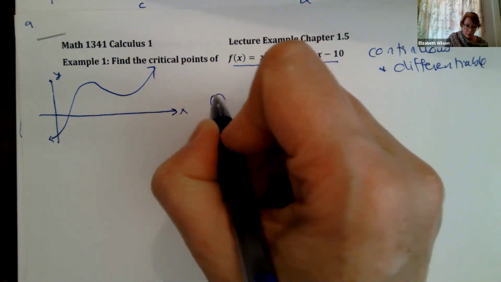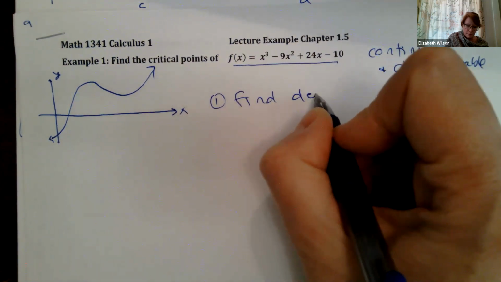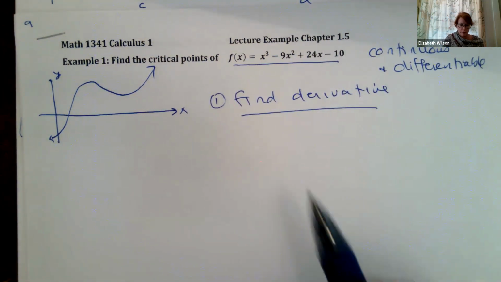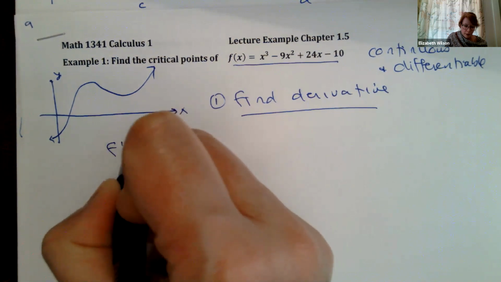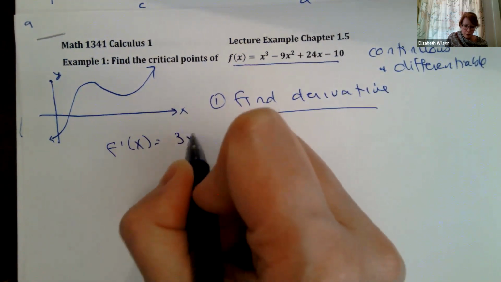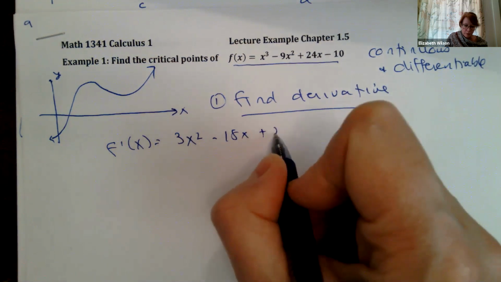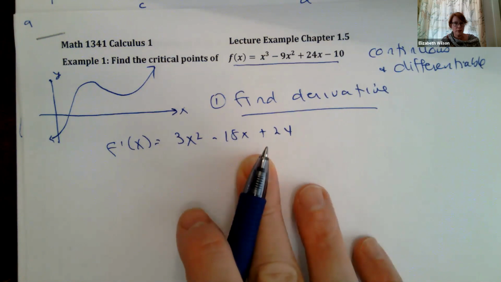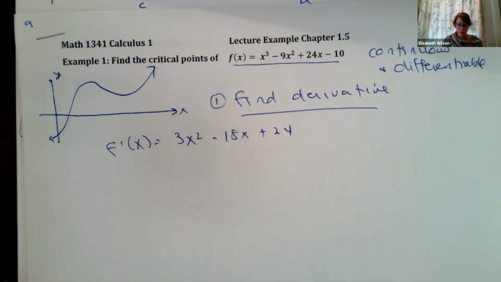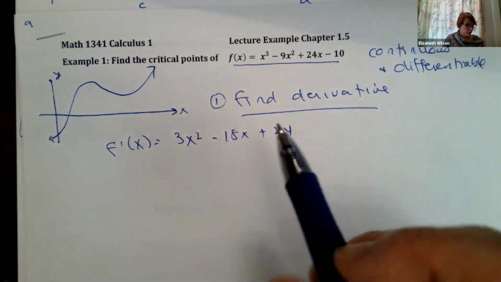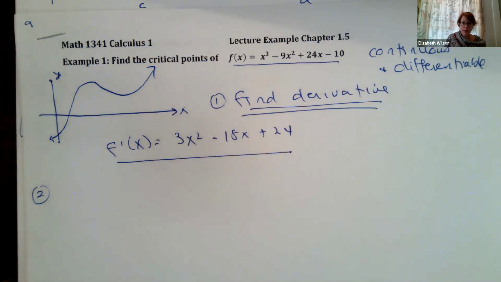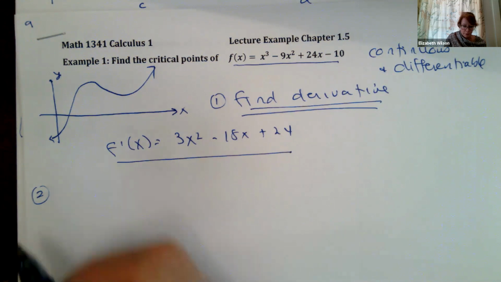Okay, so my first step is I want to find the derivative. Remember, we're just looking for critical points. Okay, so find the derivative. So I'm going to go f prime of x equals 3x squared minus 18x plus 24. If you don't know what I did, don't worry about it. I'm going to explain what I just did in the next chapter section or so. Okay, but like I said, we're using rules that we haven't technically taught you yet. Okay, so now I found the derivative. My next step is I have to set that derivative equal to 0 and solve for x.